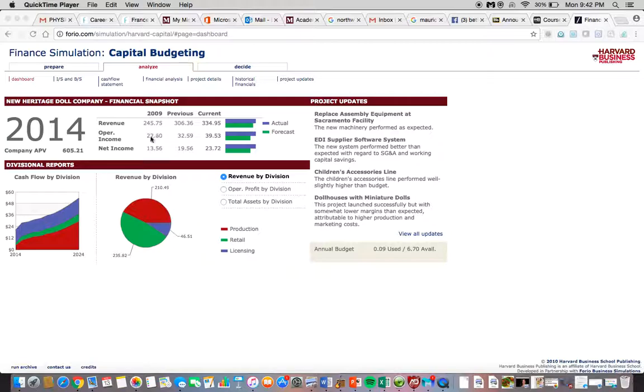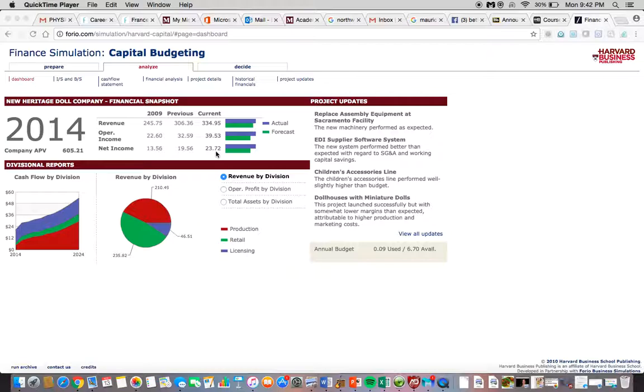245.75. We have an operating income of 22.60 and a net income of 13.56. Here in the current year of 2014, you can see we have the revenue of 334.95, an operating income of 39.53, and a net income of 23.72.